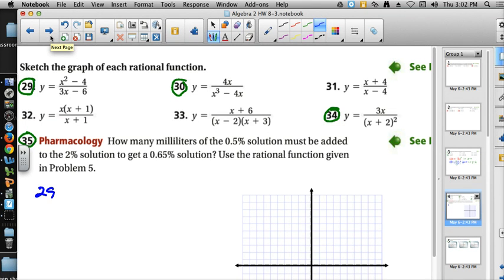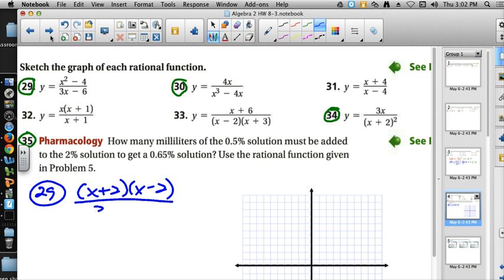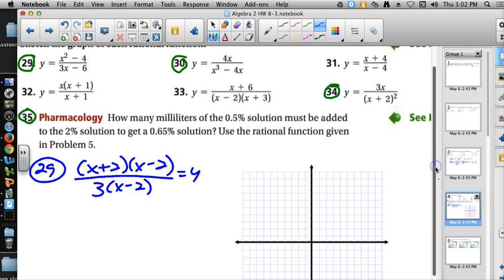functions. So for 29, first thing we do is think about factoring that. That'll be x plus 2 and x minus 2 for our numerator. And in the denominator, we can take a 3 out. And again, that's the first thing you always want to check: is there a common monomial factor that you can pull out of each one of these.